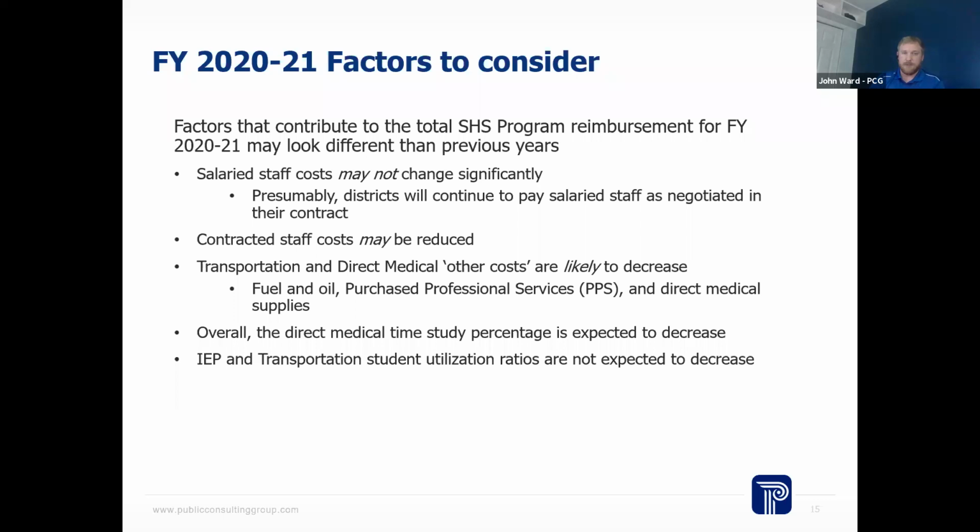So some factors to consider when thinking about what the FY20 reimbursement number could look like. Salaried staff costs may not change significantly. We're presuming districts will continue to pay those staff as noted in their contracts. Contracted staff costs may definitely be reduced. Again, with remote learning, that need for the contracted staff may have gone away a little bit or completely. So we are expecting a reduction in that area.